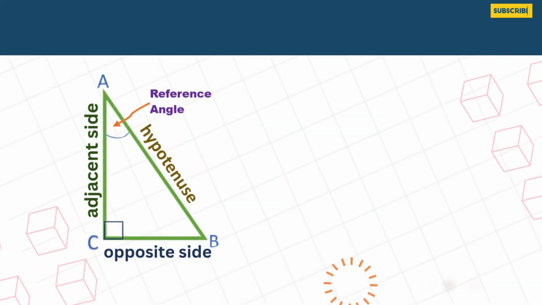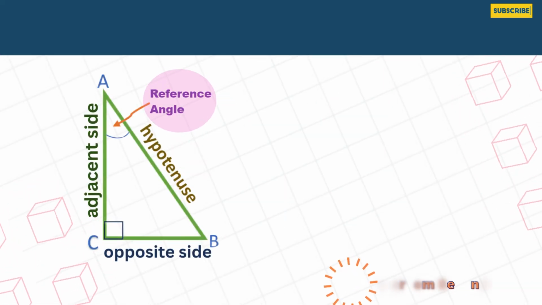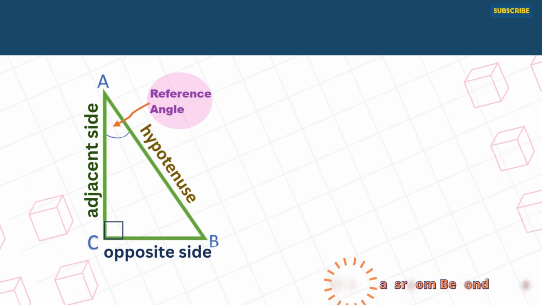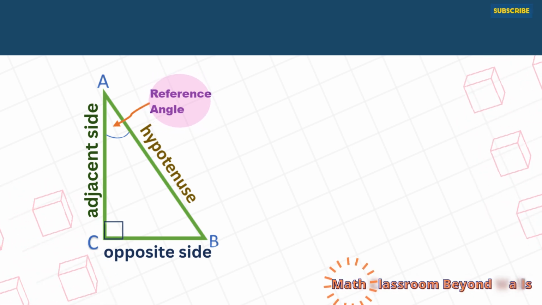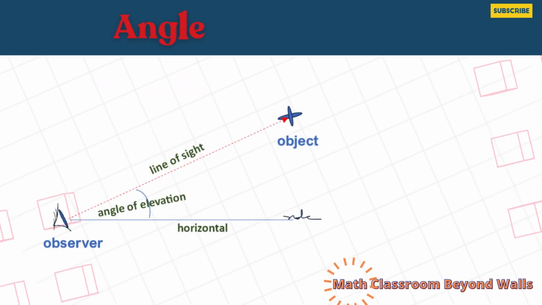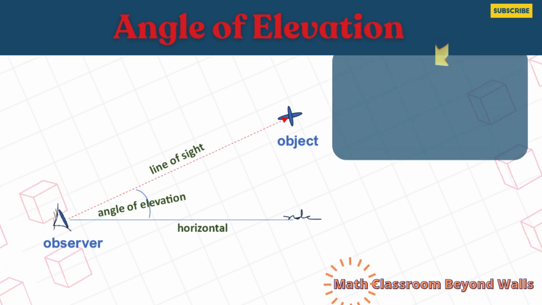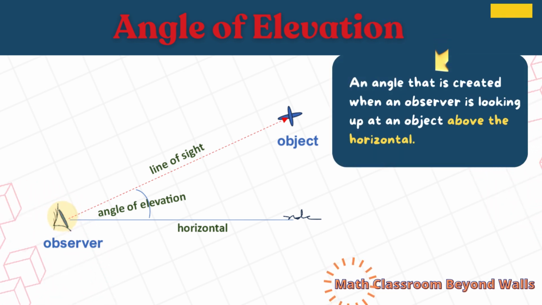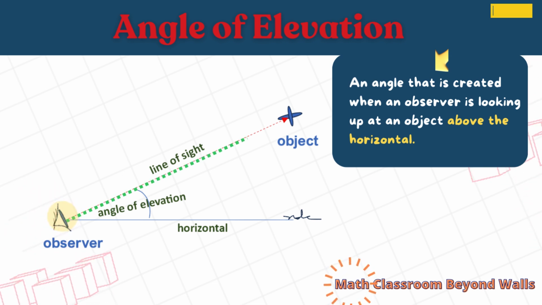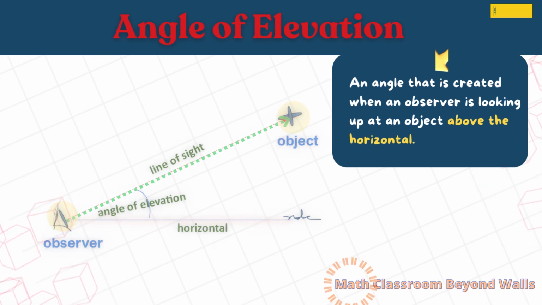In real life, the reference angle is oftentimes referred to as the angle of elevation or the angle of depression. In the figure is an angle of elevation. This angle is created when an observer represented by the eye is looking up at an object above the horizontal.